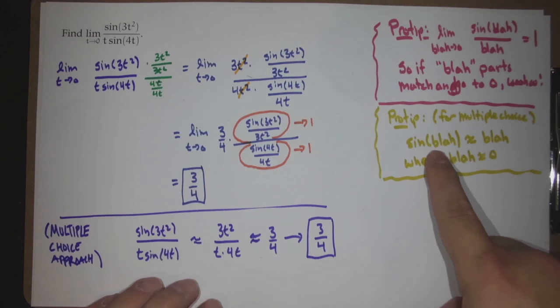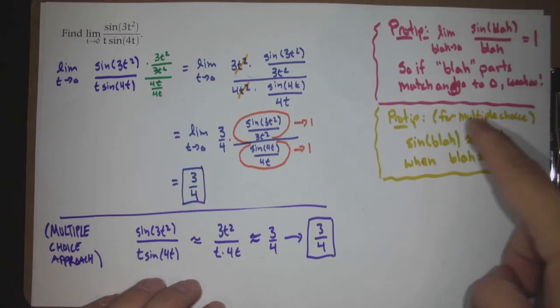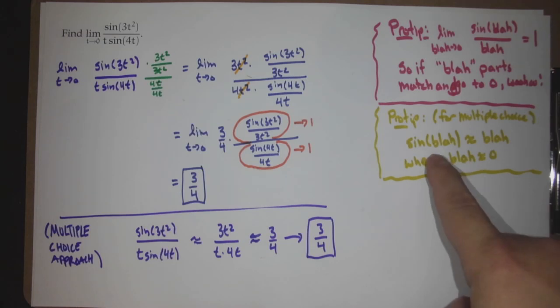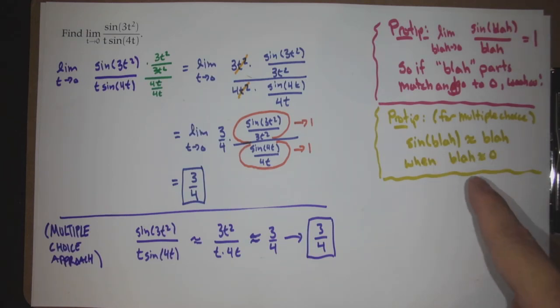The fact that sine of theta over theta goes to 1 says that sine of blah is about blah when blah is 0. That's really what it means. It really says sine of blah is blah, and you should treat it like that. So you say, well, sine of 3t squared, that's about 3t squared. Sine of 4t, that's about 4t. So this whole thing is about 3/4, and 3/4 goes to 3/4.